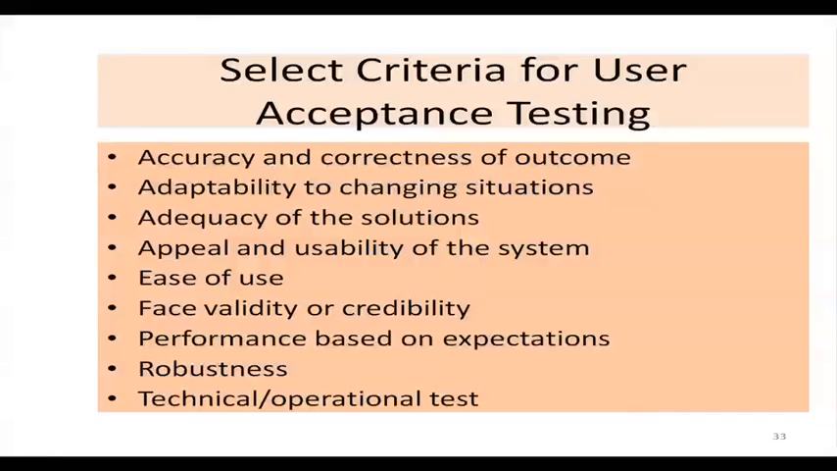Then the next is appeal and usability of the system, how good it is in terms of use. Whether people are able to make use of it or not, and what the problems are and how we are going to address those problems. That is related to appeal and usability. So, there are certain problems that people raise, so you need to address them so that you are able to make the system usable.